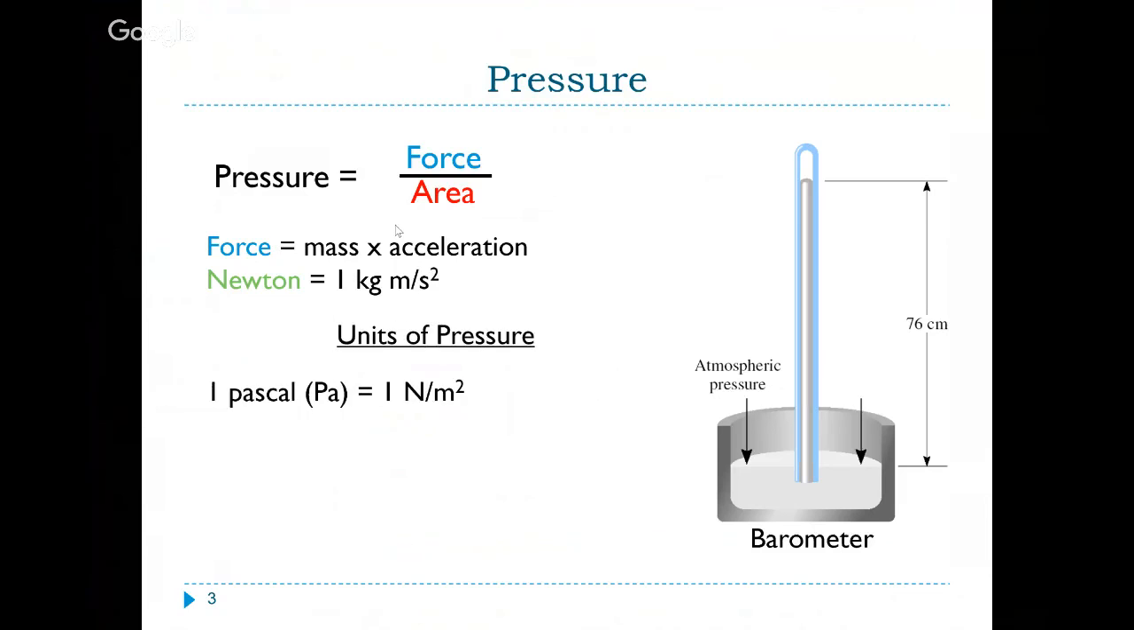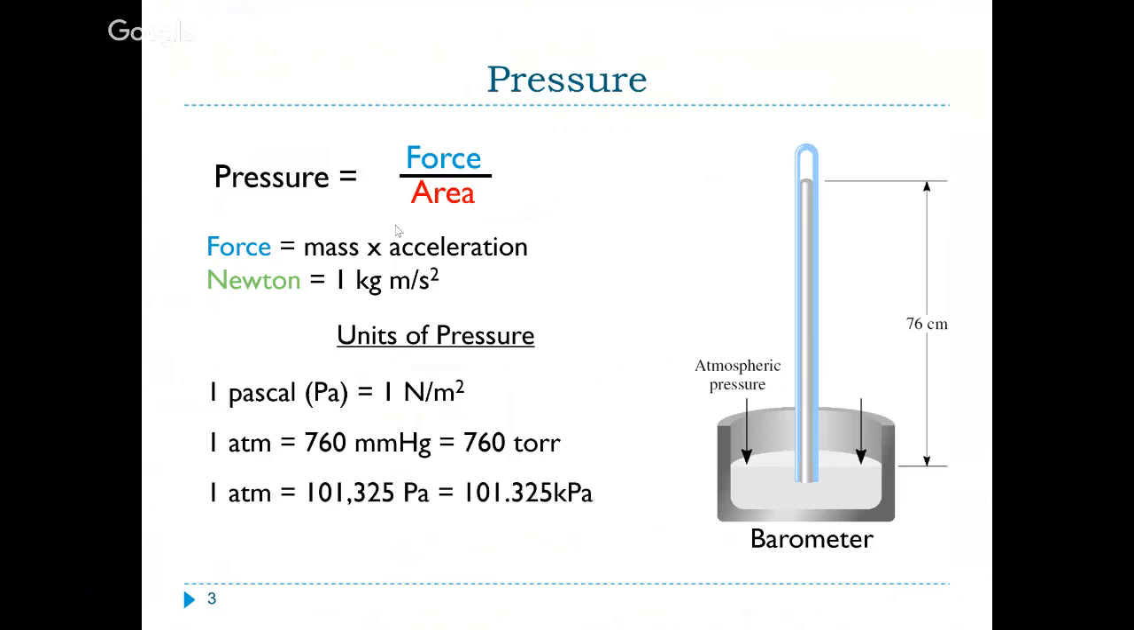So some typical units of pressure that we're going to use: a Pascal is a Newton per meter squared. And 1 atmosphere is the same as 760 millimeters of mercury, which is the same as 760 torr, which is after Torricelli. And then 1 atmosphere is also equal to 101,325 pascals, or 101.325 kilopascals.